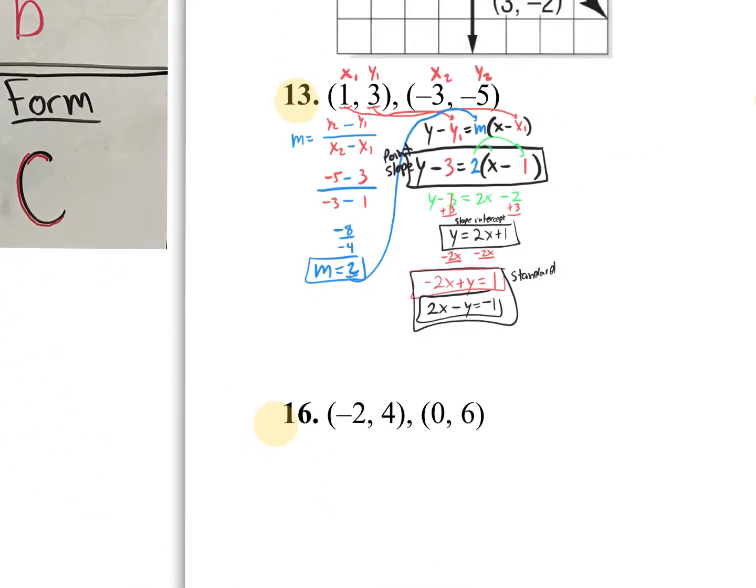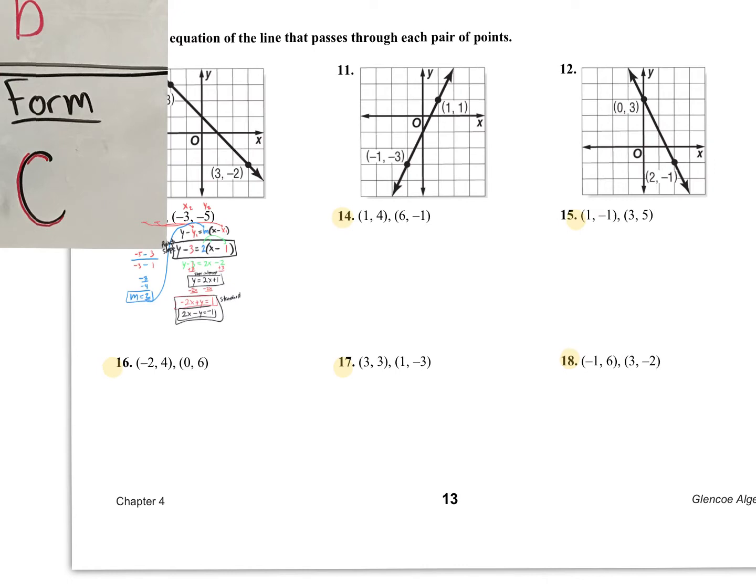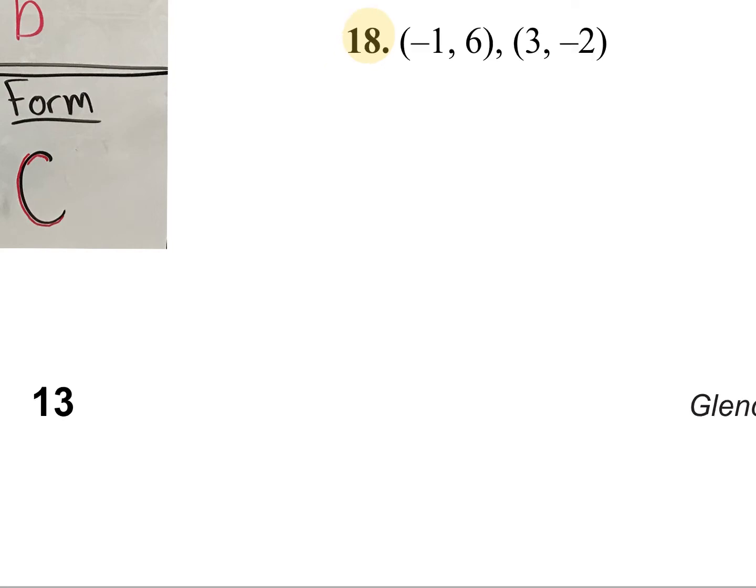Let's try another. Which other one should we do? 18? 18. All right. So what should I start with? What's the first thing on that board? Slope formula. All right, slope formula. So what is slope? Slope is y2 minus y1 over x2. Whoops, I wrote it in black instead of red. That's weird. I'm used to writing it in red.